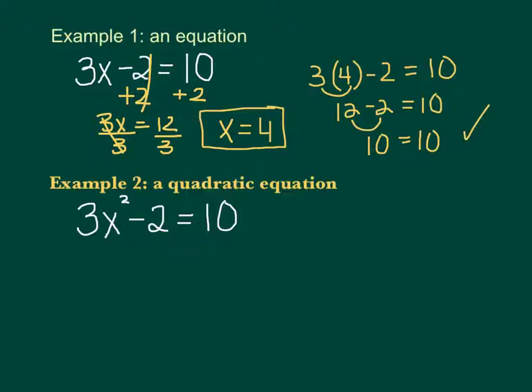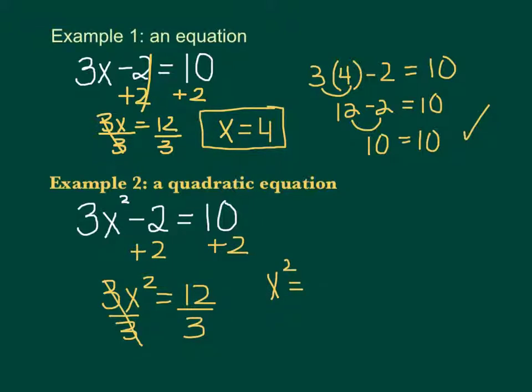Now that we have an idea of what we're trying to do, which is isolate x, let's look at a second example that uses a quadratic equation. Example 2. Now instead of 3x minus 2 equals 10, I have 3x squared minus 2 equals 10. So let's approach this the same way. I'll start by adding 2 to both sides. And now I have 3x squared equals 12. So continuing in the same way as before, I'll divide both sides by 3. So that cancels out. And now I have x squared equals 4.